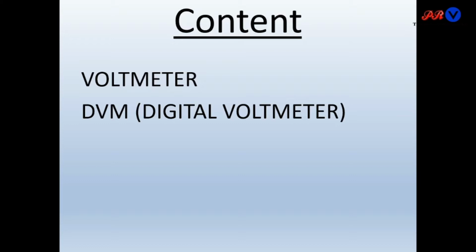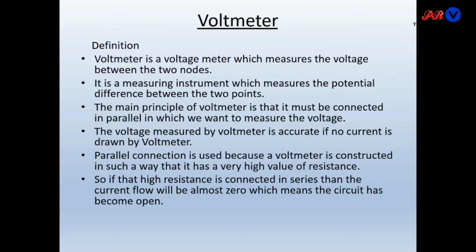So today we will study another important topic which is voltmeter and digital voltmeter. Firstly we will study the definition of voltmeter. Voltmeter is a voltage meter which measures the voltage between the two nodes. It is used for measurement of the voltage. Another important thing is that it measures the potential difference between the 2 points.